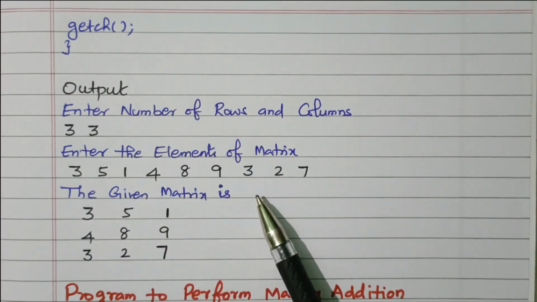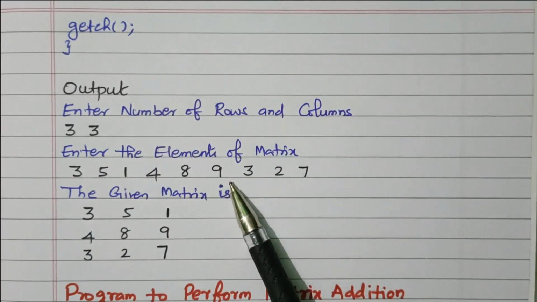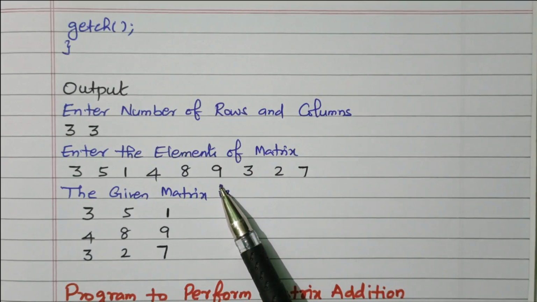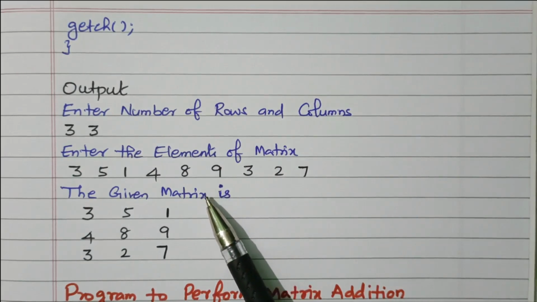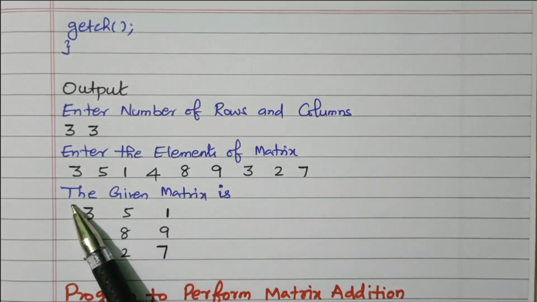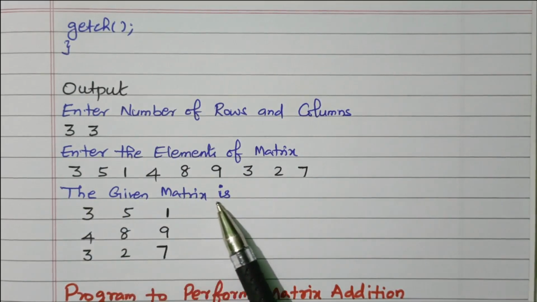Suppose the user enters more than 9, that will be invalid. This program will read only 9 elements. If the user enters more than 9 elements, after the 9th element, that will not be stored. Right. So with the output, we display that the given matrix is.